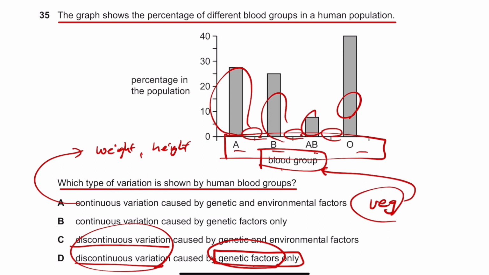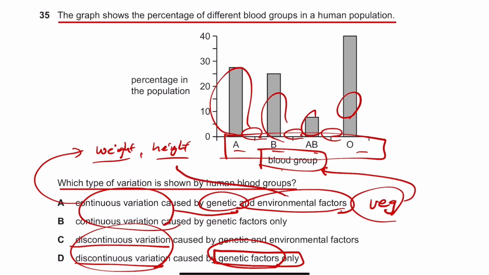So continuous variation, on the other hand, is affected by both genetic and environmental factors, such as weight and height, right? If the environment is providing a person with a lot of, let's say, healthy food, then the child is likely to become tall, right? He or she has more chance of becoming tall than a person who doesn't have much food around him or her. So continuous variation is affected by both factors.